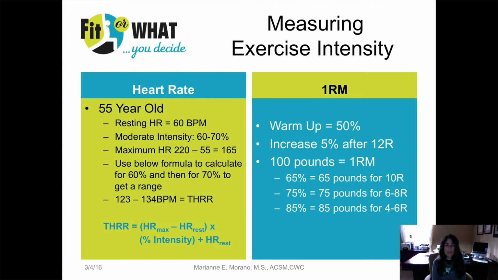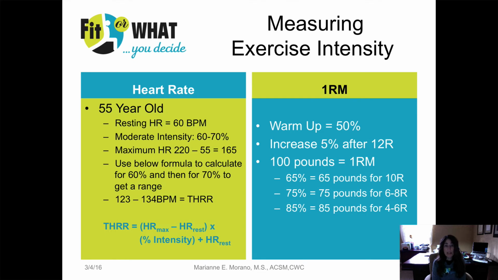So at 60 beats per minute, we know that to begin this formula, we have to take our maximum heart rate and subtract our heart rate at rest. So we would take the 165 minus the 60, which is the resting heart rate, times the first intensity level of 60%, and then add back in the resting heart rate of 60. And when we calculate that formula, it comes out to 123 beats per minute.